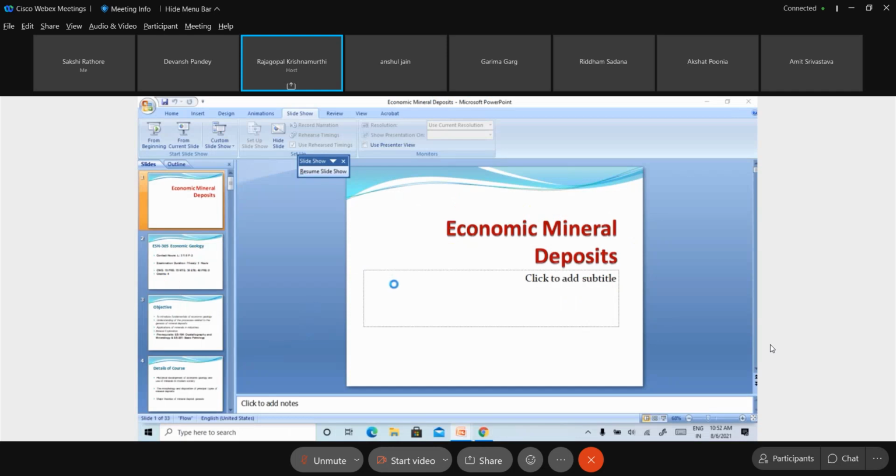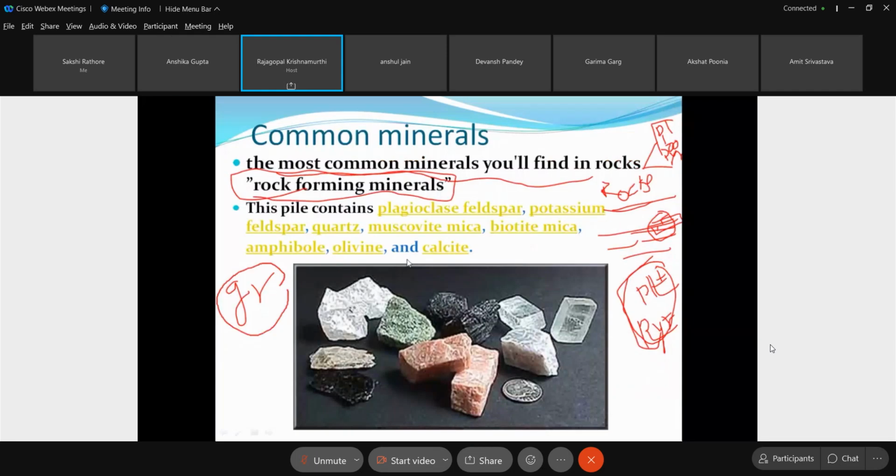I don't know, there is a problem in my computer. Able to see, Hanshika? Yes, Hanshika is there in the class? Yes, sir. Something is moving, no, in my screen? Yes, sir. You are at the economic mineral deposits slide, the first slide. Oh, the slide has not changed. Now it's visible, sir. Common minerals. Okay.